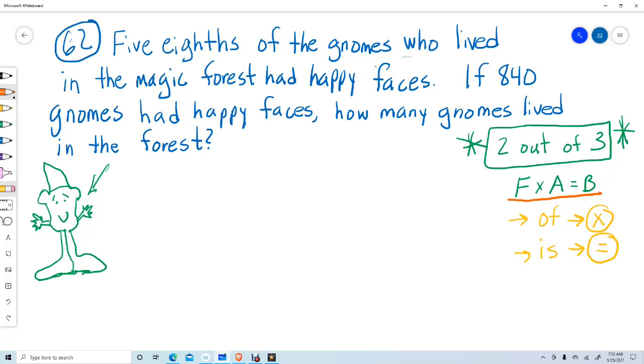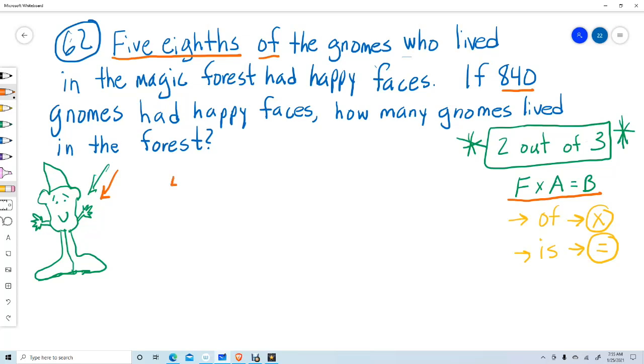5/8 of the gnomes who lived in the magic forest had happy faces. Here's my gnome over here. If 840 gnomes had happy faces, how many gnomes lived in the forest? So first let's seek out the two pieces of data that they give you. Right off the bat, you can see they start with the number 5/8. And so we know that 5/8 of, there's the word of, that's going to be important. The gnomes who lived in the magic forest had happy faces. If 840, that's our other data there. If 840 had happy faces, how many gnomes lived in the forest?